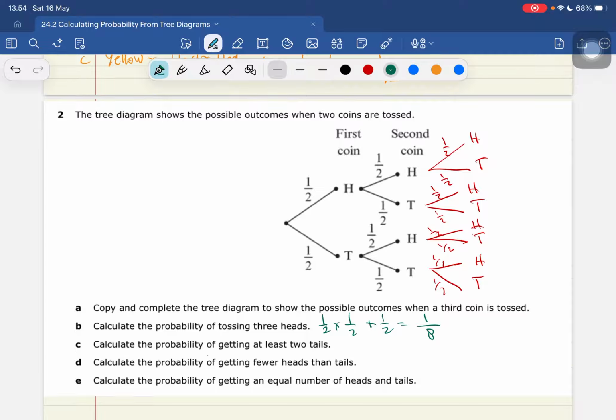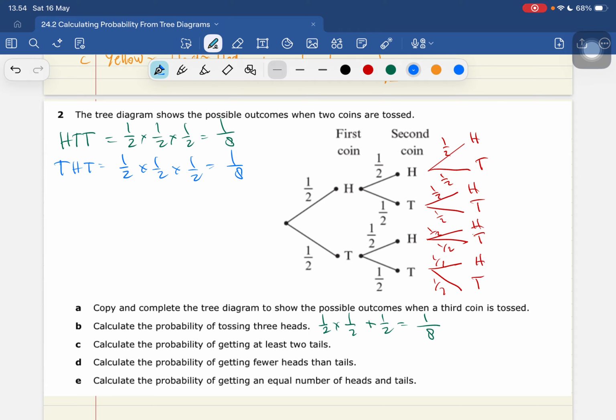Calculate the probability of getting at least 2 tails. So first we got head, tail, and tail. So here is 1/2 multiplied by 1/2 multiplied by 1/2. Total is 1/8. Next, what is the probability to get 2 tails? Here, tail, head, and tail. So 1/2 times 1/2 times 1/2 equals 1/8.